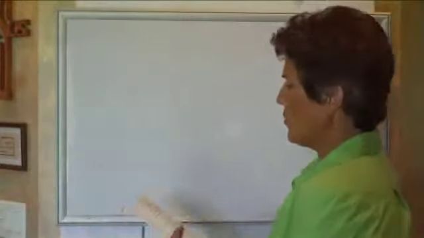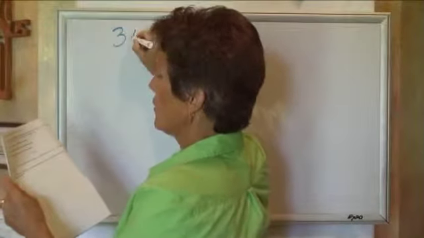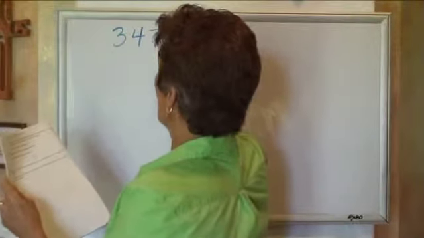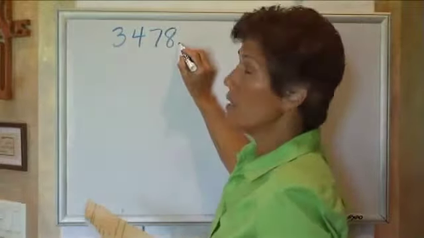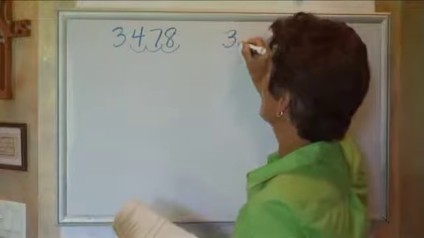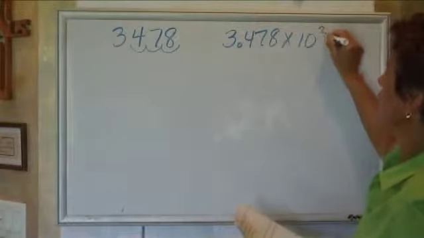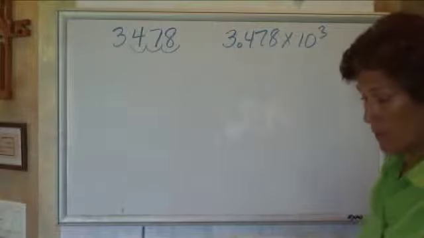Convert this number to scientific notation. So he gives us this number, 3. Okay. Remember, the decimal is actually here. So 1, 2, 3. So we're going to write that as 3.478 times 10 to the third. That should be your answer.